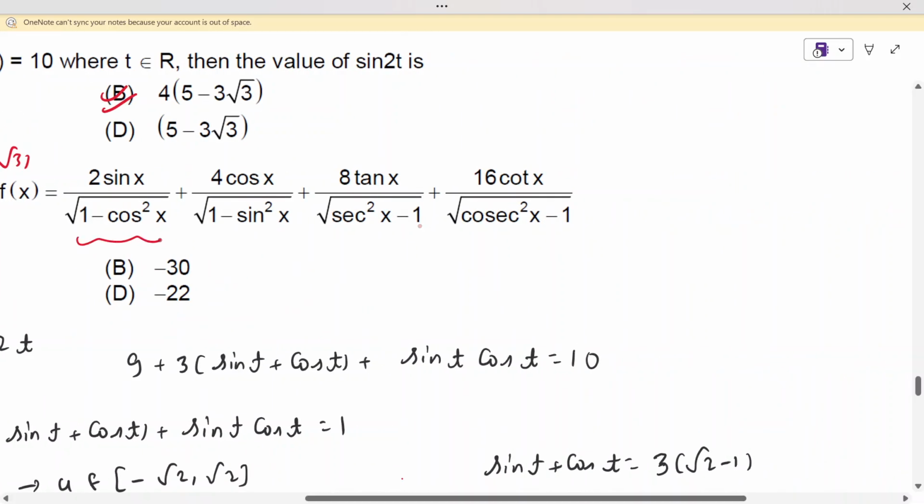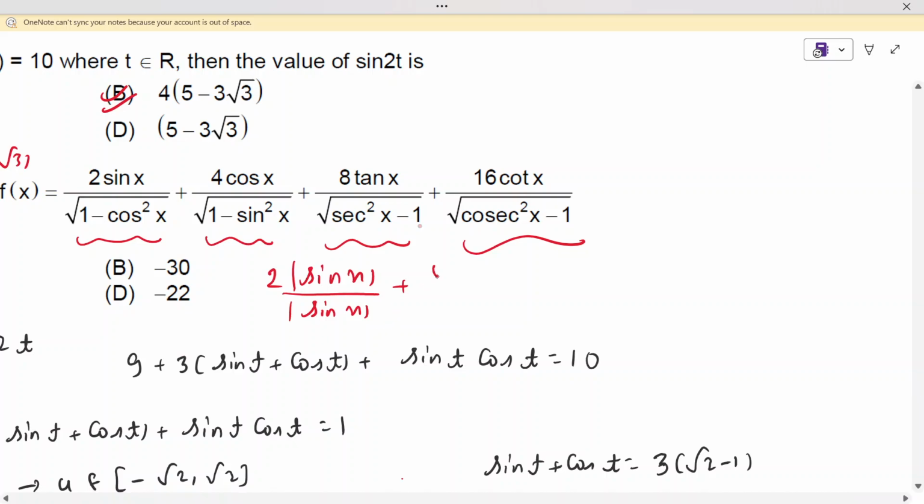Because this is what? Mod sin x, no? It is mod cos x, and it is mod tan x, and mod cot x, isn't it? So it is 2 sin x by mod sin x, first thing. This we have to minimize. And plus 4 cos x.